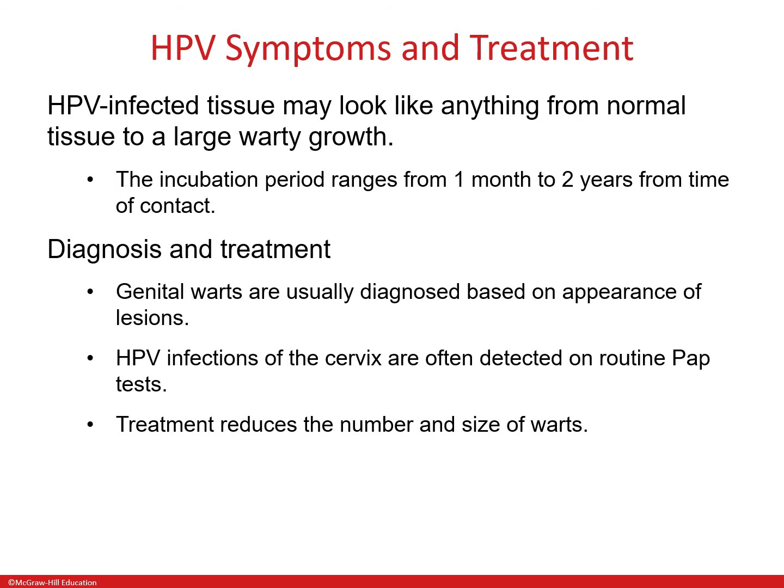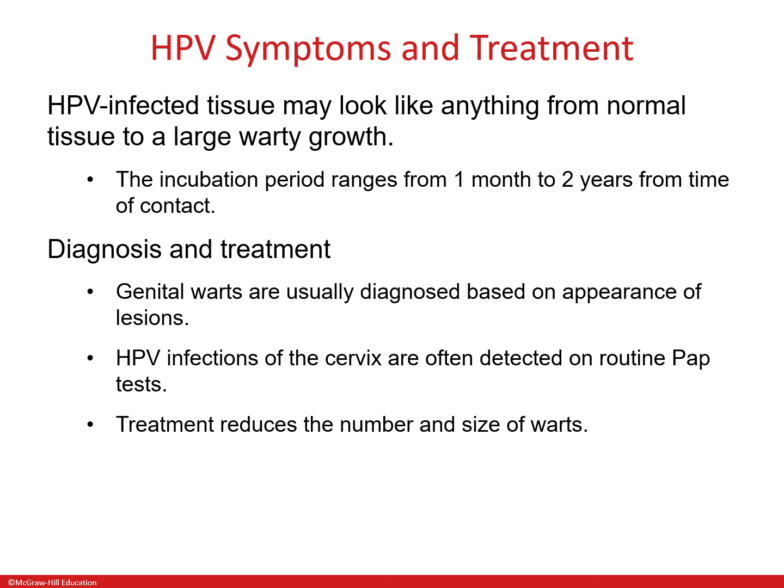HPV-infected tissue often appears to be normal. It may look like anything from a small bump on the skin to a large warty growth. Untreated warts can grow together to form a cauliflower-like mass. In males, they appear on the penis and often involve the urethra, appearing first at the opening and then spreading inside. The growths may cause irritation and bleeding, leading to painful urination and urethral discharge. Warts may also appear around the anus or within the rectum.